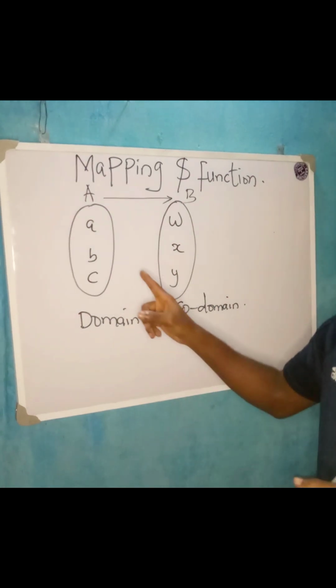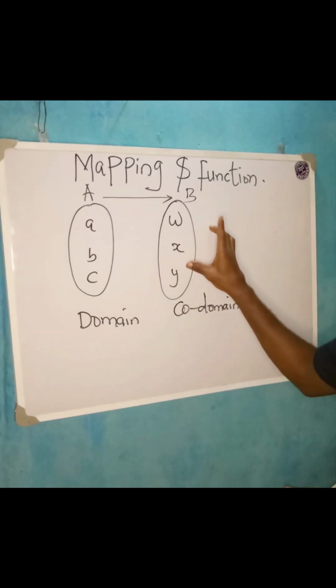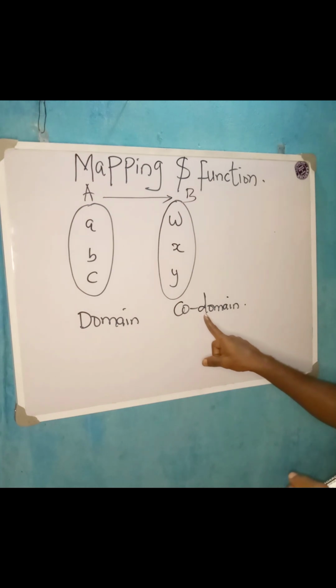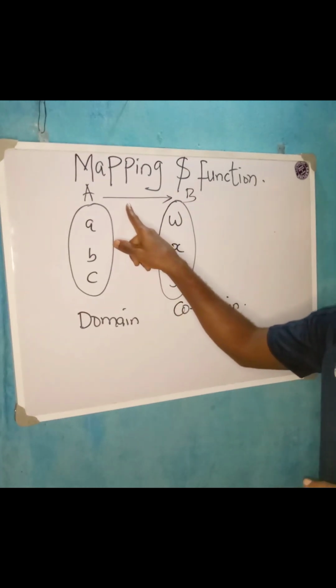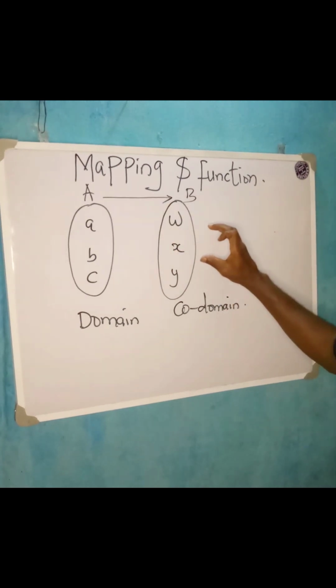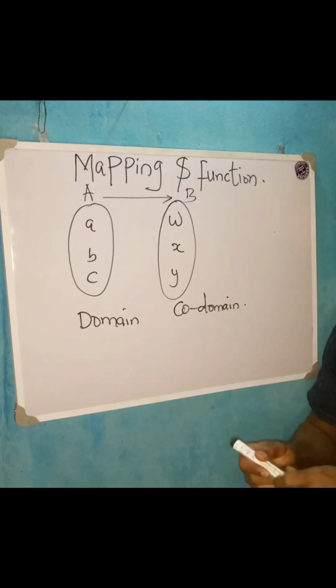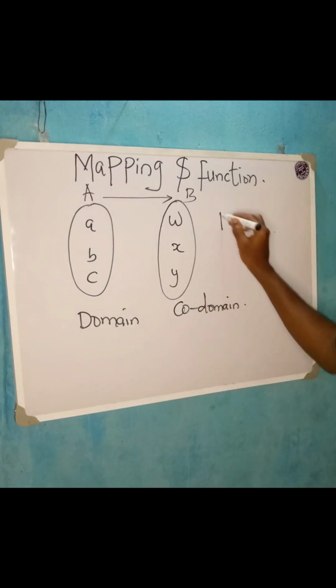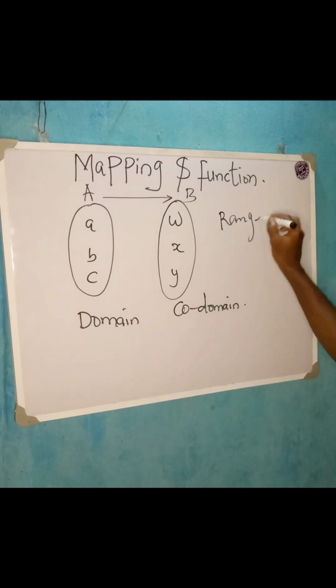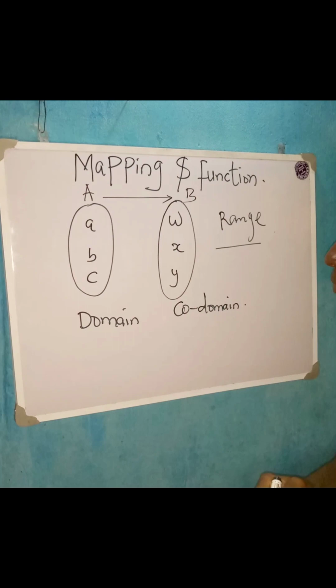Now, there is something that happens before the images are found in B, which we call the codomain, and we call it the process. A function must have taken place before you have the images in the codomain. As a matter of fact, there's what we call the range. The elements in B, or the codomain, are called the range.